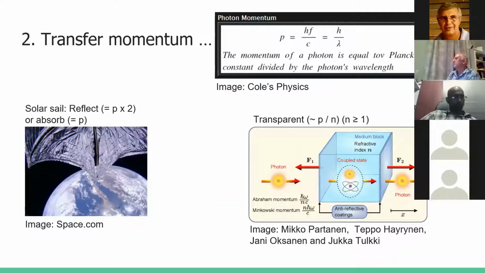Secondly, here's a bit of physics and a bit of maths. We need to show that photons can transfer momentum. Again, not a new thing. We know that the momentum of a photon is equal to its energy divided by the speed of light.